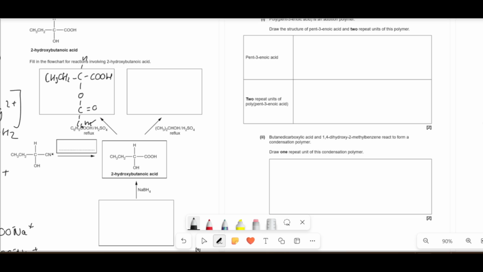How do you do that? You use H2O and an acid catalyst. So you're going to use H2O and some sort of H+, and you're going to heat it as well, and that'll get you to the point we want there.